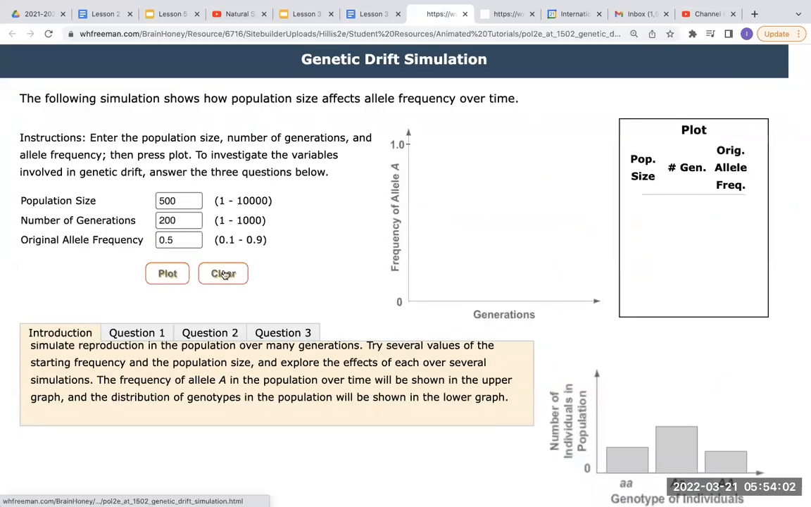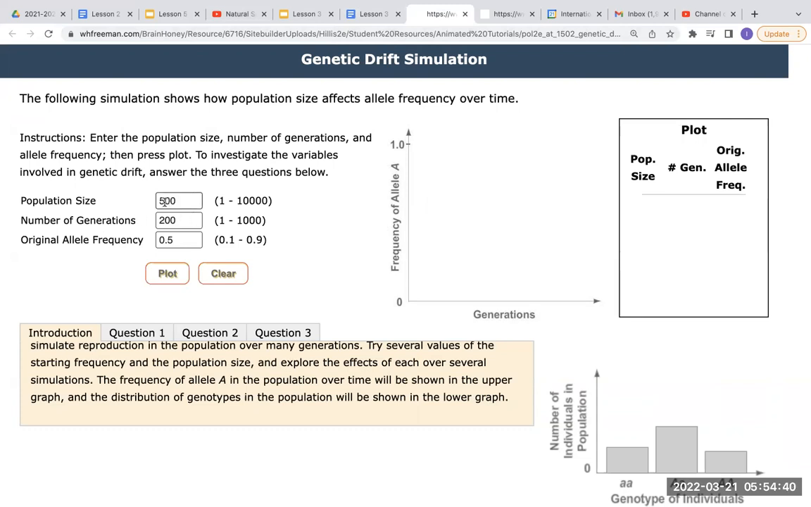Now, if this big A allele is having an advantage over the little a allele, that would be a natural selection situation. And what you'll see is it will start off in the middle, 0.5, and then it's just going to shoot up every single time I run it, because the big A could potentially give survival advantages or mating advantages to the individual. However, in genetic drift, that's not the case. So that's the reason why you're going to see a very random fluctuation of allele frequency.